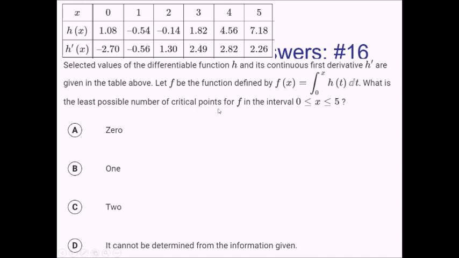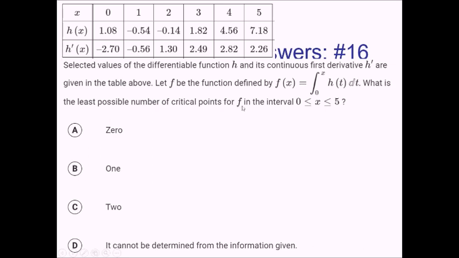On this problem, we have a table with some selected values of some differentiable function h and its continuous first derivative. And we're defining f as the function that's just the integral from 0 to x of h of t dt. We want to know the least number of possible critical points for f on the interval from 0 to 5. So basically, since f is based off of h and h is differentiable, the only place you're going to get critical points for f is where f prime is 0. So we're basically asking how many places between the x values 0 and 5 can f prime take on a value of 0, because those would give you critical points.